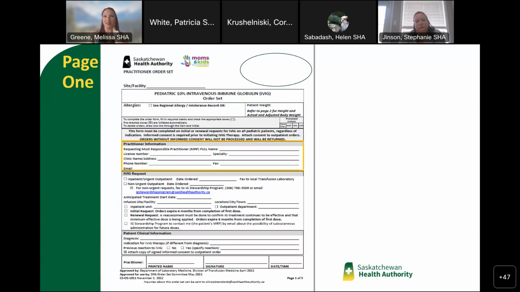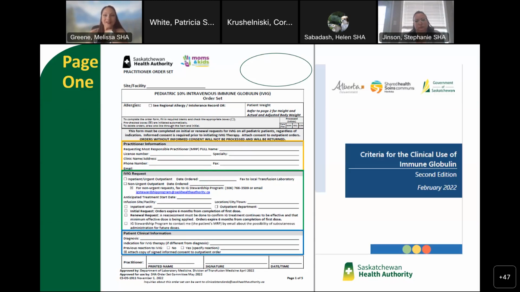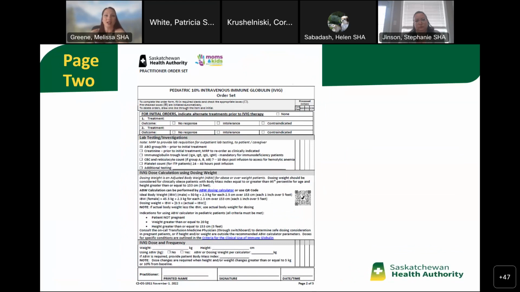Up next, we have the IVIG request. This will indicate if it's an inpatient or an outpatient request, and the anticipated treatment start date can be found on this form. It'll also indicate if it's an initial request or renewal request. Patient clinical information is next, and this is where you're going to get your diagnosis from our Criteria for Clinical Use of Immune Globulin, 2nd edition, which was produced in February 2022. That's the document that we screen all of our information from.